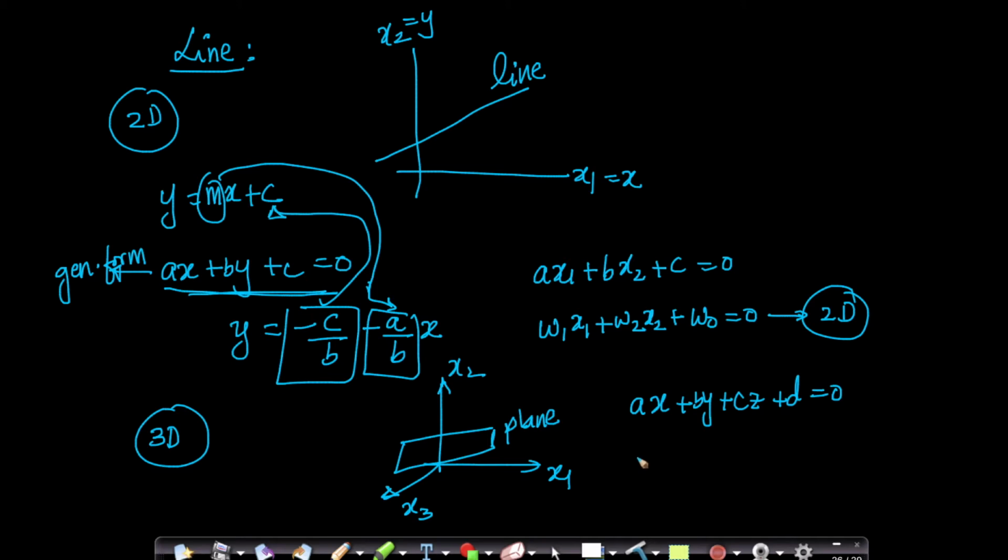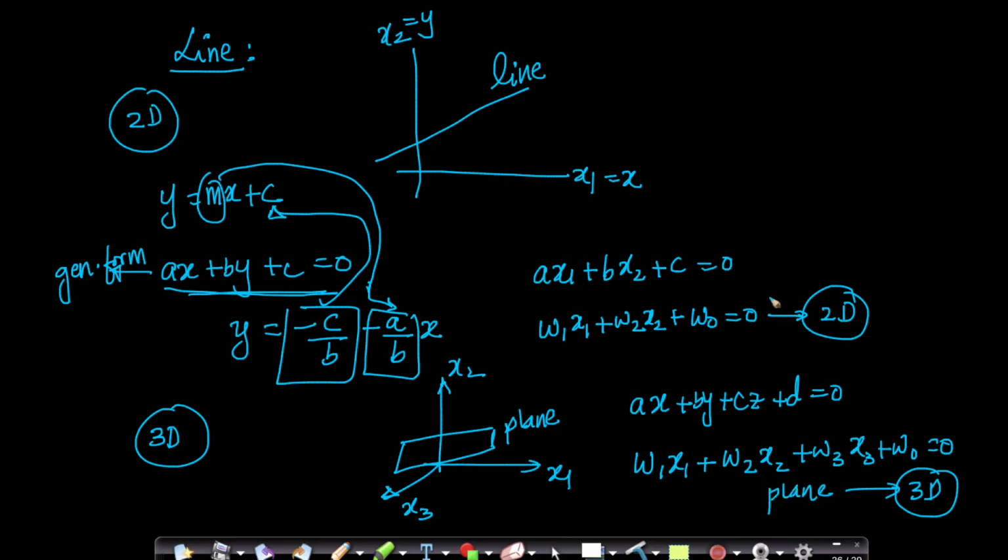Let's just generalize it. What this looks like is w1 x1 plus w2 x2 plus w3 x3 plus w0 equals 0. This is the equation of a linear surface. This is the equation of a plane. This is a line, and the equivalent idea of a line in 2D is a plane. So a line in 2D is nothing but a plane in 3D. Now the immediate question is, what about n-dimensional space? What is it called? It's called a hyperplane.